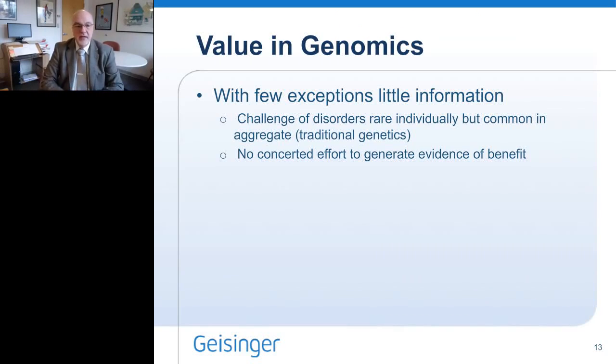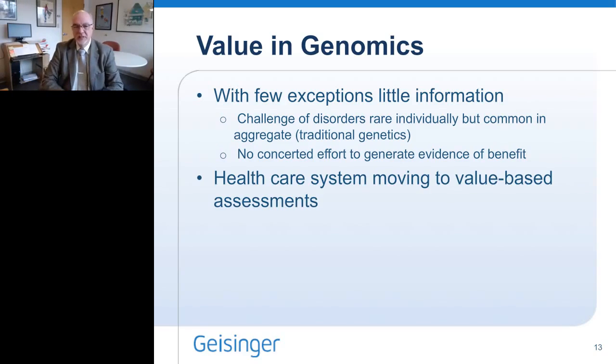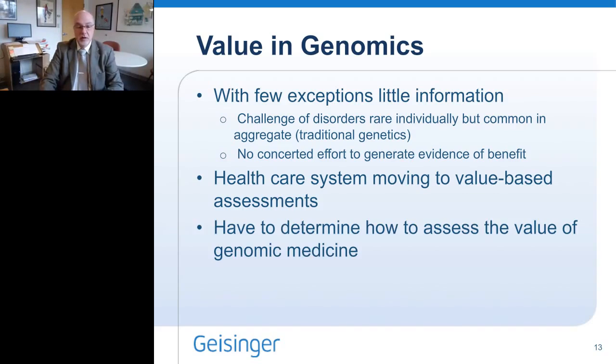Now, in genomics, we have very little information at the present time about the value of this intervention. In traditional genetics, we have the challenge that we have a lot of disorders that are rare individually, but are collectively common when you aggregate them together. But the problem is that you have a very heterogeneous set of outcomes for these various disorders. But rather than making that an apology, the reality is that we've also not done any concerted efforts to generate evidence of benefit. And that's something that we must do, because the healthcare system is moving to a system of value-based assessments. And if we as a field don't define value and outcomes, then someone will do that for us. So we have to determine how to assess the value of genomic medicine.